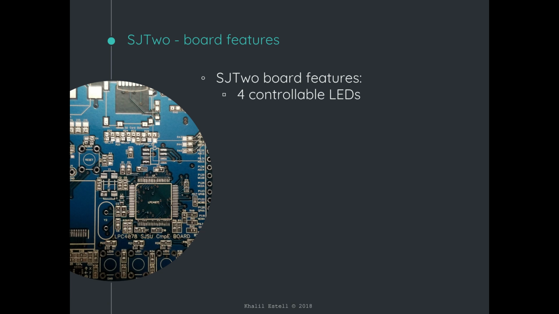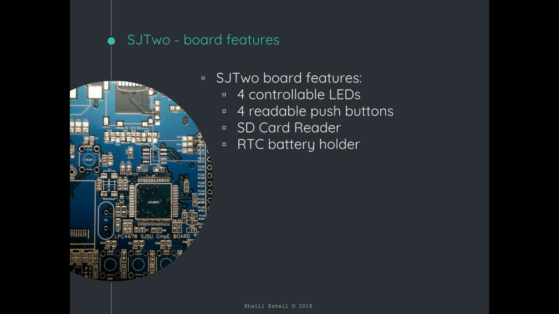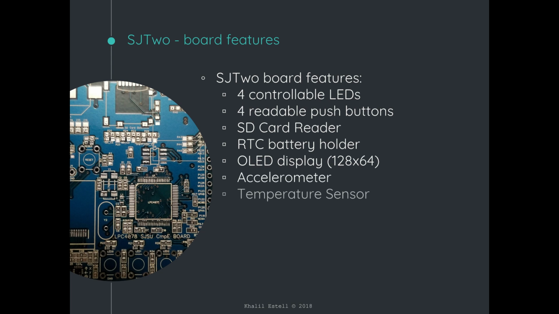The board includes 4 controllable LEDs, 4 readable push buttons, an SD card reader, a real-time clock battery holder, an OLED display 128 by 64 pixels, an accelerometer, temperature sensor, and gesture sensor. The gesture sensor actually comes with additional usages. For example, it'll be able to figure out if you swiped left, right, up, down, or towards it. It can also figure out proximity for a short distance. It can also do color.